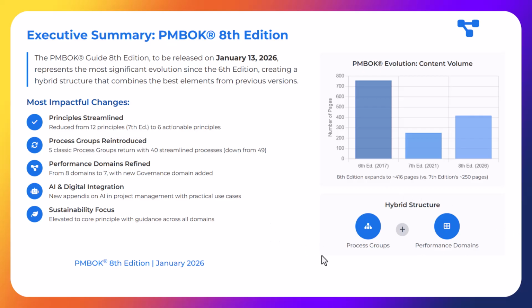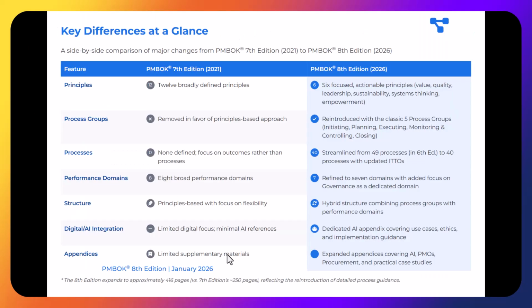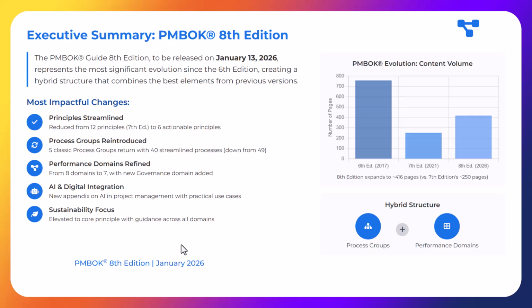The cool thing about the hybrid structure, it's going to combine the process groups with the performance domains, much like we're combining predictive with agile. These changes are slated for January the 13th. We're not sure.